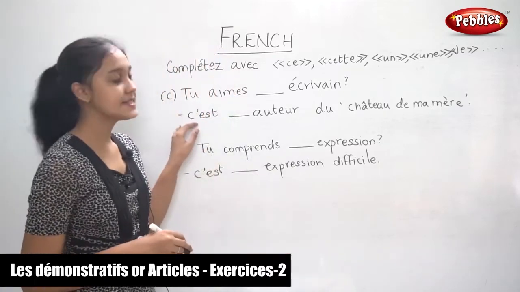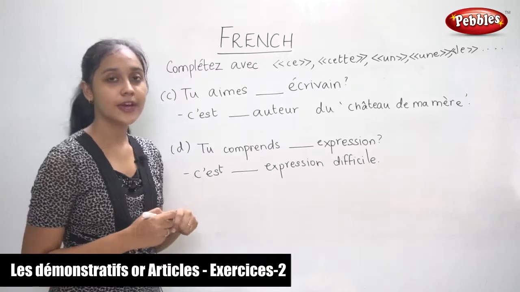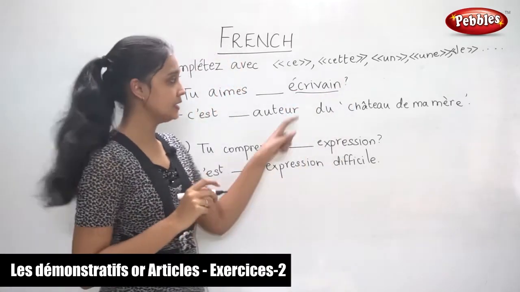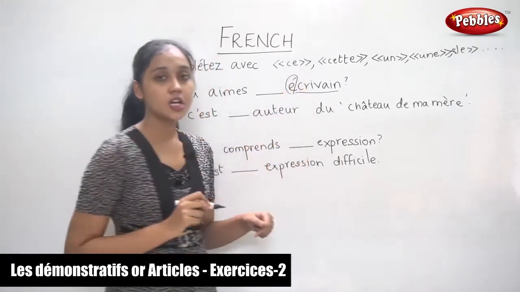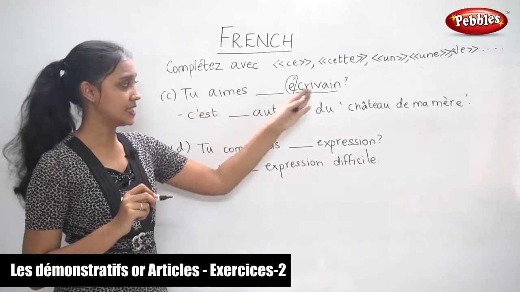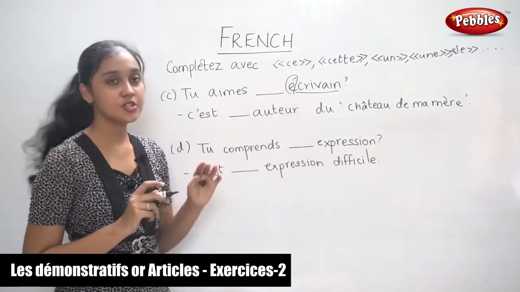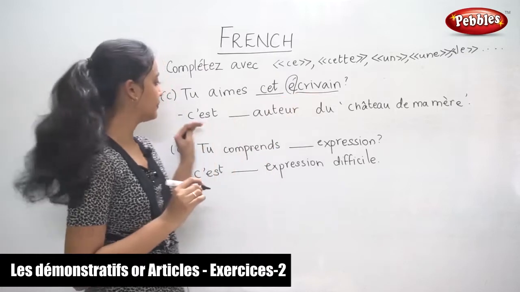So the next sentence, "Tu aimes __ écrivain?" Now we have to look at the noun. It is masculine, singular, but it begins with a vowel. So, you like this writer. It begins with a vowel, so which demonstrative do we use? We use "cet." "Tu aimes cet écrivain?"